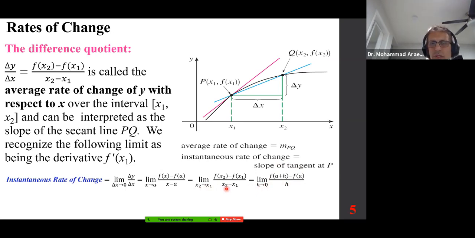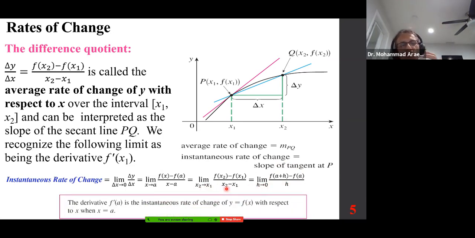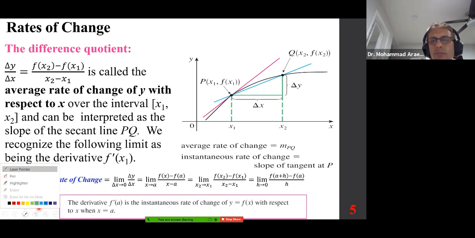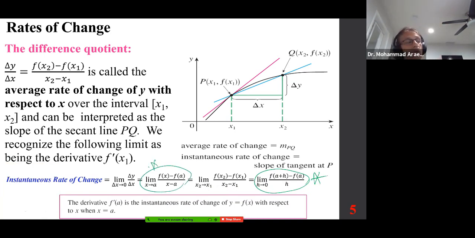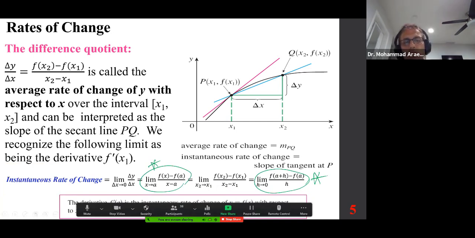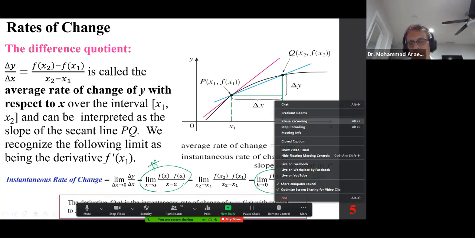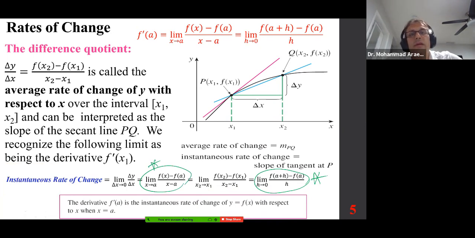So why are we representing them differently? The point being they are all the same. What we normally use, class, are the following. We normally use this one and this. And I want you to remember that. Okay. Normally we use this. And so f prime of a, we basically approach it with these two methods. Okay. And we take it from there.